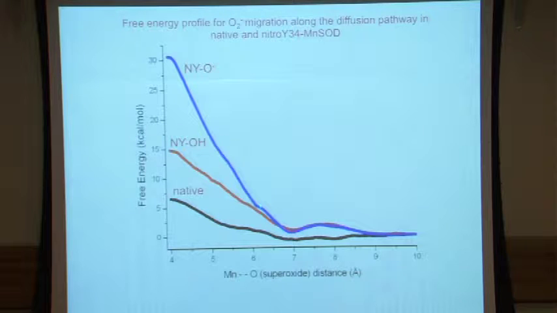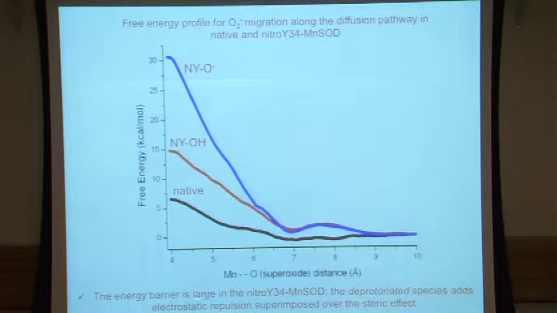You look at the energy profile. So this is impossible. Thermodynamically and mechanistically, superoxide cannot reach the manganese anymore. Therefore, the enzyme is inactivated. So we think this is the mechanism of inactivation in vivo. The energy barrier is large in the nitrotyrosine 34 manganese SOD because of the steric hindrance, and the deprotonated species adds electrostatic repulsion, which is superimposed over the steric effect.